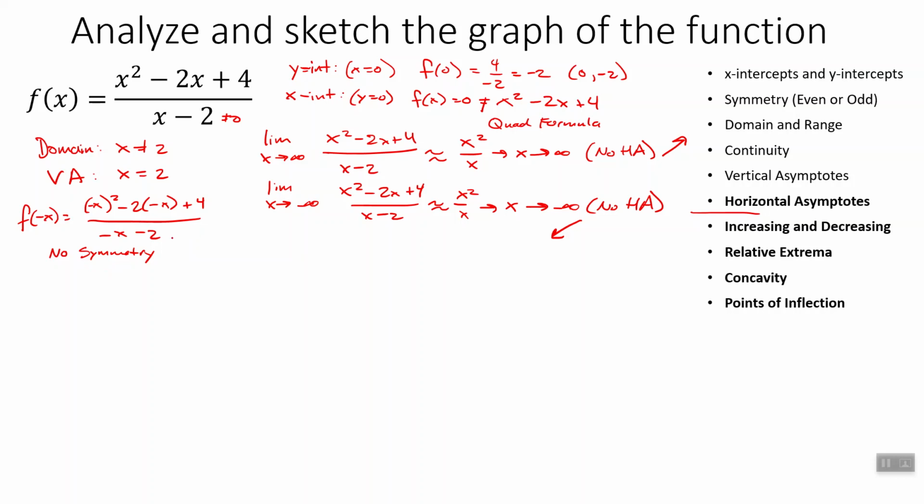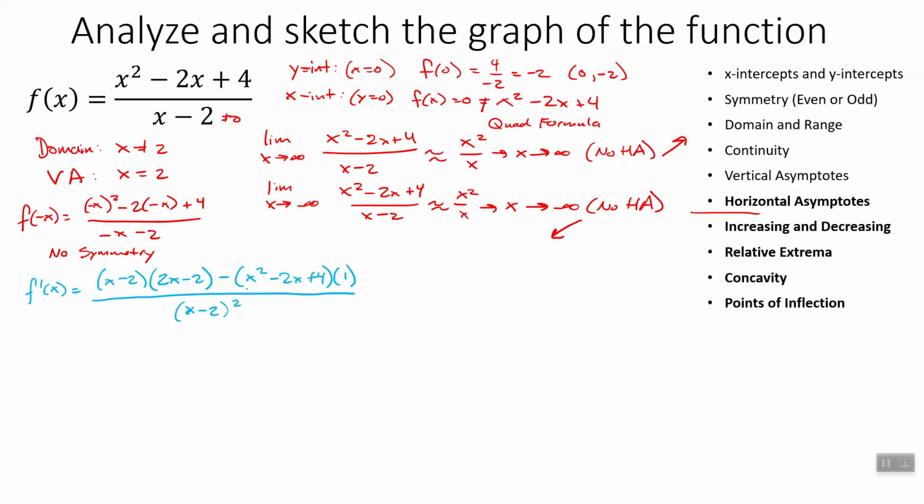So next up, that's all that stuff. So next up, we want increasing and decreasing. So increasing and decreasing means we need to take a derivative. So let's try and find our derivative here, f prime of x. So our derivative here is another quotient rule. So we get the bottom times derivative of the top, which is going to be 2x minus 2, minus the top, all that, x squared minus 2x plus 4, times derivative of the bottom, which is just 1, all over the bottom squared.